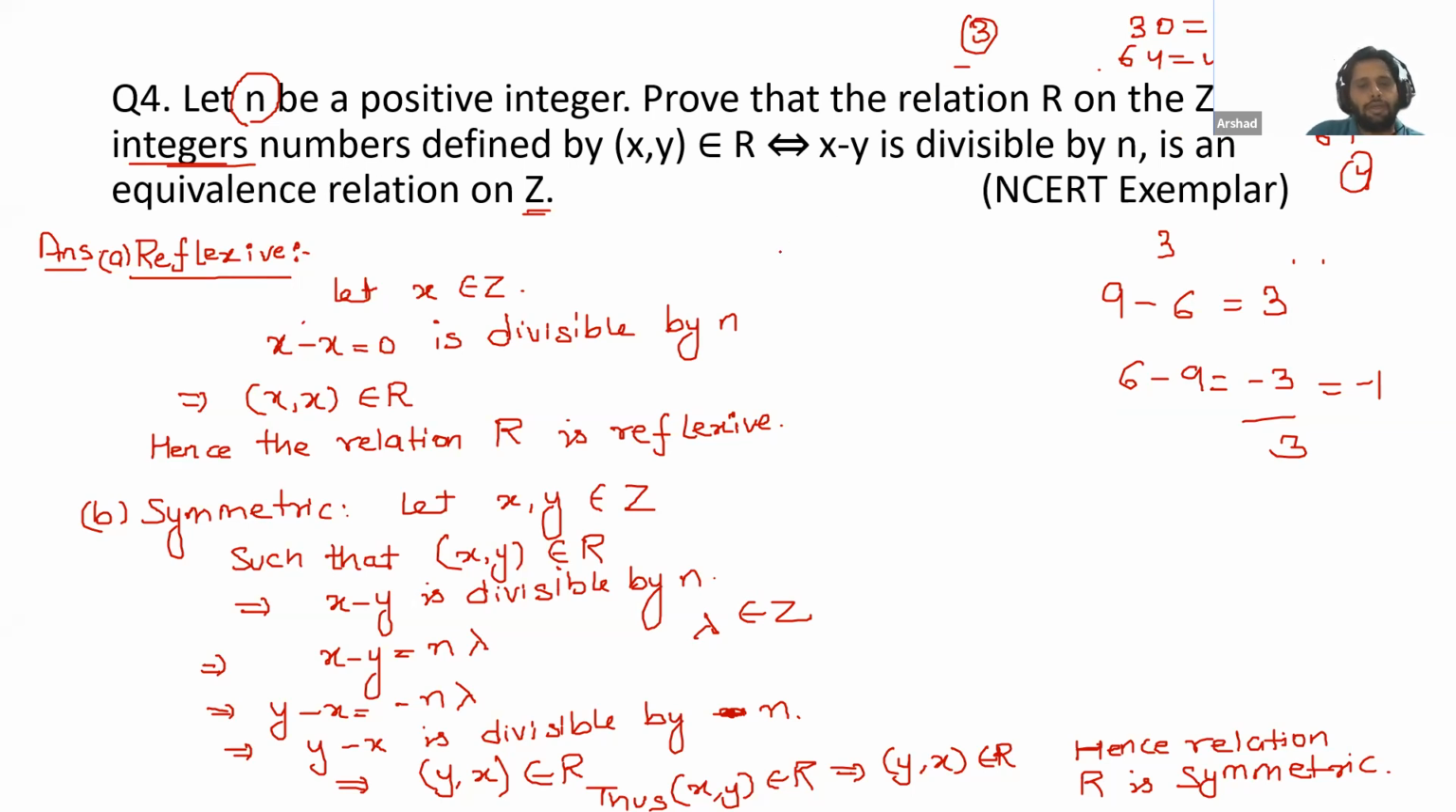Similarly, if I'm saying to you that x minus y is divisible by n, then you can write this x minus y as n into some integer. So that's why I've put this lambda. What is lambda? It is an integer.